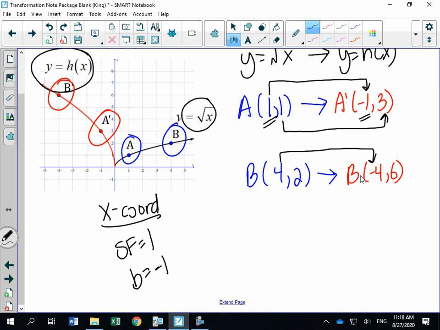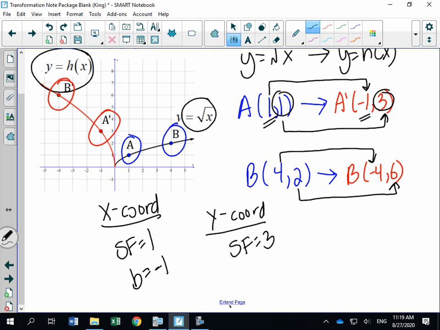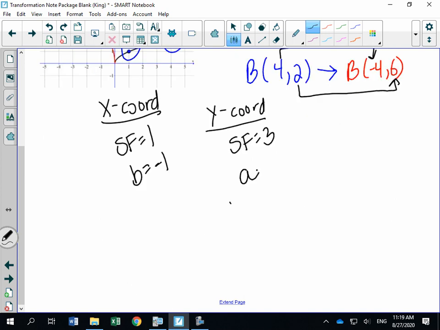Now let's look at our y coordinate. So this 1 became 3. This 2 became 6. What did they multiply the y coordinate by in order to go from a 1 to a 3 or a 2 to a 6? They multiplied the y coordinate by 3. So the stretch factor is equal to 3. The y coordinate has to do with the a value. So our a value is equal to 3.